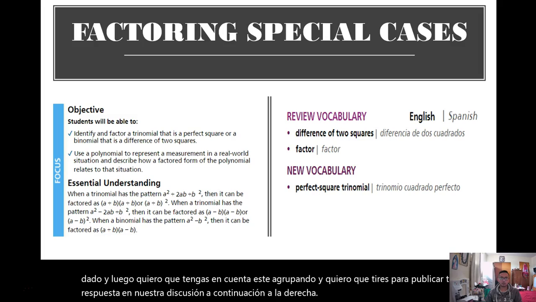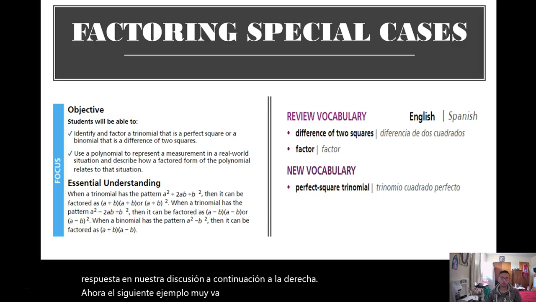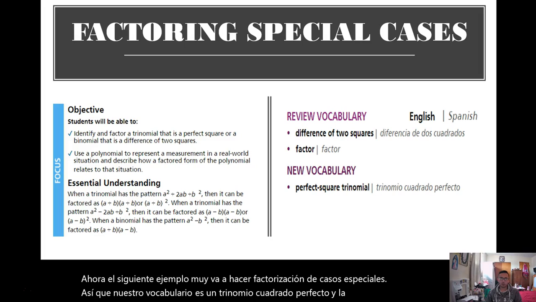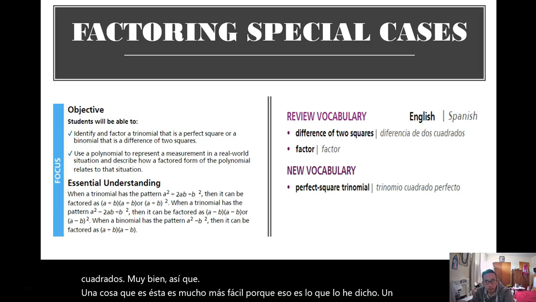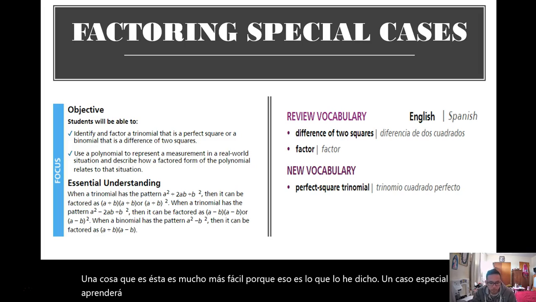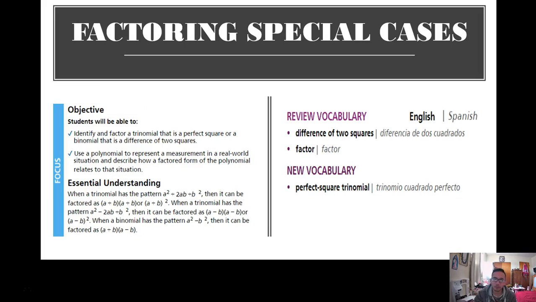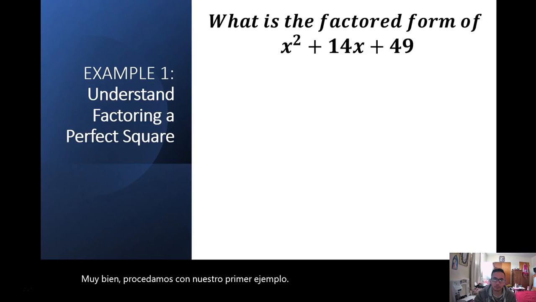Now, next example, we're going to do factoring special cases. So our vocabulary is perfect square trinomial and difference of two squares. All right, so this one is a lot easier because, like I said, it's a special case, and we'll learn about that. All right, let's proceed with our first example. What is the factored form of x squared plus 14x plus 49?